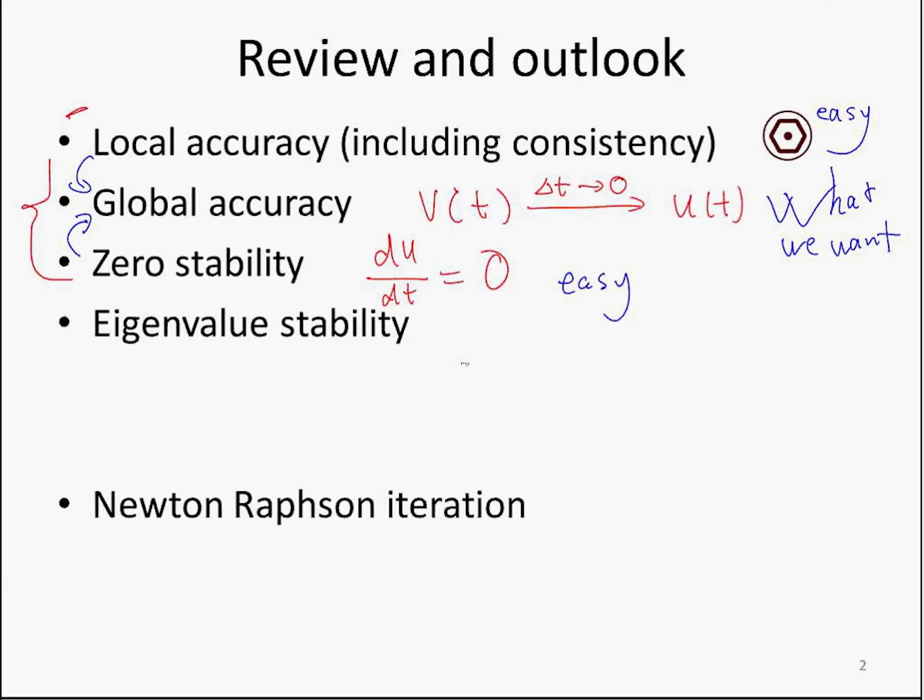And it turns out we can get really horrible numerical solutions for finite delta t, even if a scheme is locally accurate to some order and zero stable. I'm going to show you such an example. The example is using a second order accurate scheme that is also zero stable. Can you guys think of a zero stable scheme that is second order accurate?